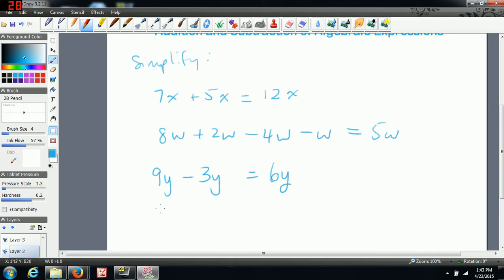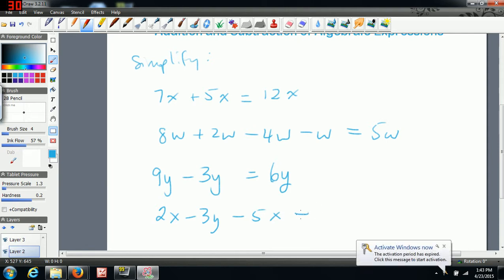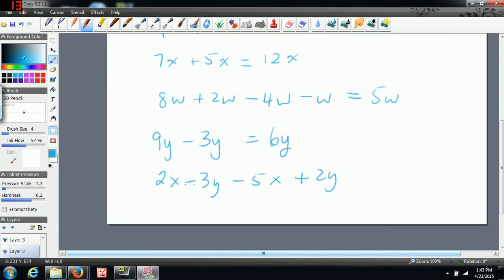Now, what if we had an example where we had 2x minus 3y minus 5x plus 2 plus 2y? Okay, now in that case, 2x and 5x are like terms, and 3y and 2y are like terms. So what I usually do is circle the like terms, or I kind of box the ones that are similar to each other. So over here, I go ahead and simplify the 2x and 5x. I go 2x minus 5x, which is negative 3x, and then negative 3y plus 2y, which is minus 1y. So I just write down y as my answer.